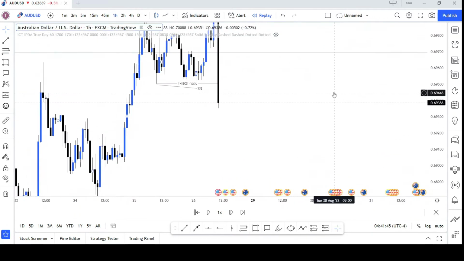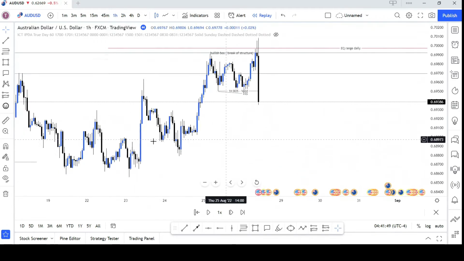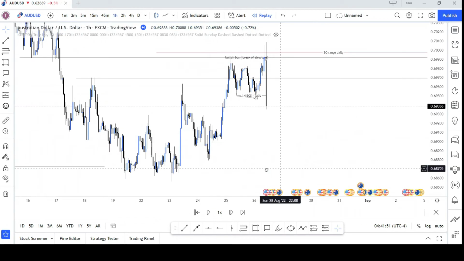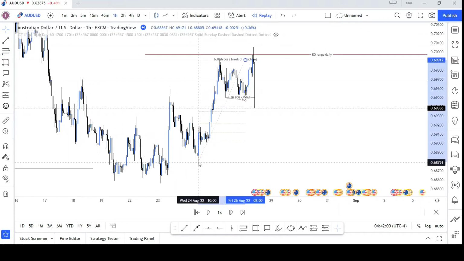You can see why in the EQ range it reacted at that level. There's an order block on the left. I didn't write it down, but it's really clear on the 1H, or you can see it on the 2H, 4H. You can see liquidity even down there.